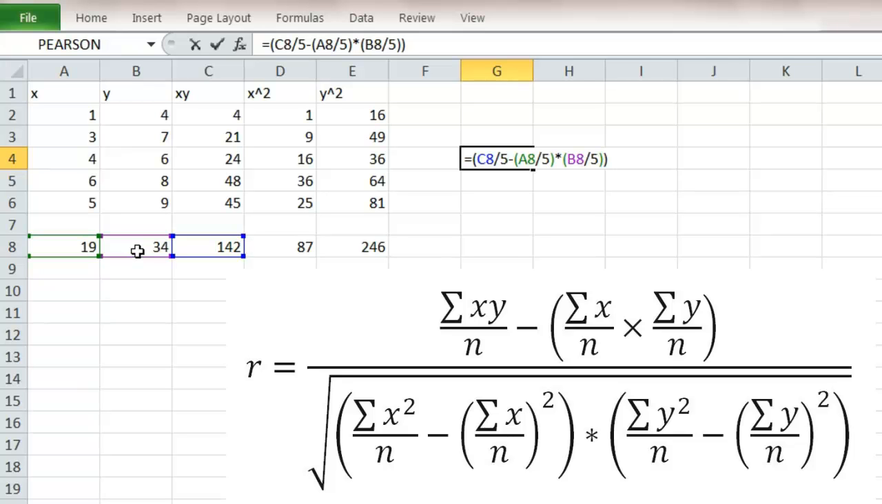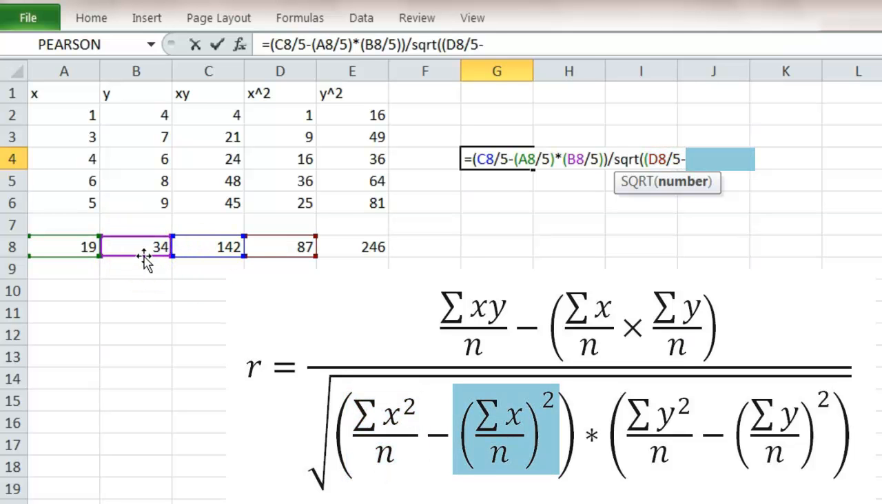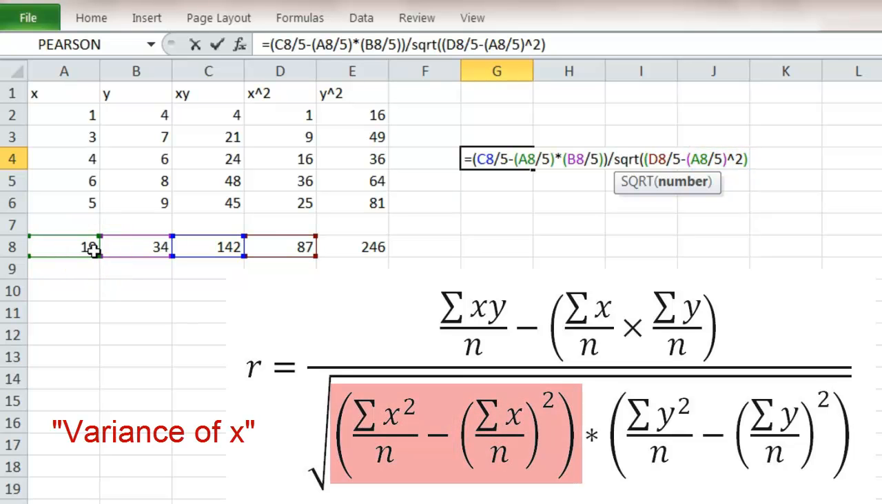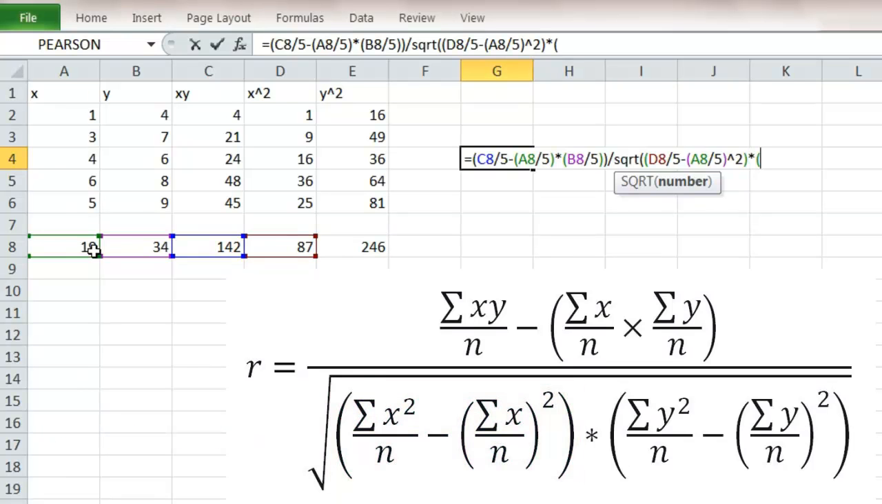That's the top of our fraction, and we divide then by the square root of a product, and the first item in the product is actually the variance of x, so that's the average of x squared. We take the total of all the x squares and divide by 5, minus the average of x squared, so brackets the total of x divided by 5 squared, and that gives us in fact the variance of x, and we now have to do the variance of y.